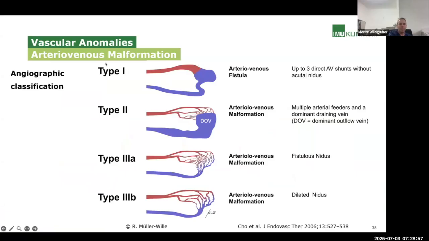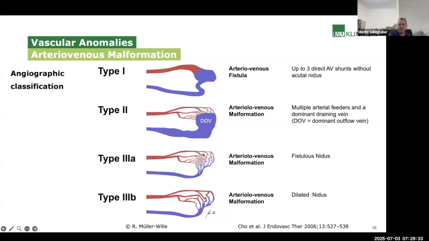So, for example, a type 1 AVM, which is very typical in HHT, Osler's disease, is a very good lesion to be coiled. You come from the artery, you put the coil somewhere here, and the disease is solved. Type 2 is much more difficult. If you have this very large dominant outflow vein, you can come from the venous side and embolize with liquid embolics, we'll see examples later, from the venous side.